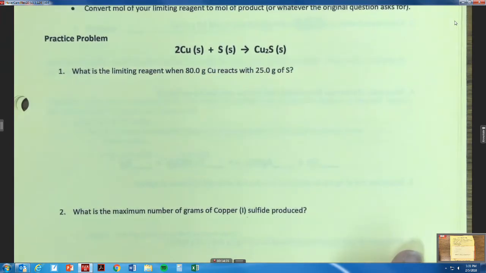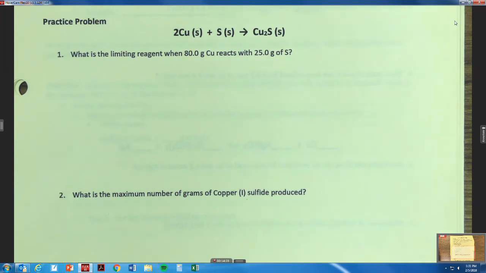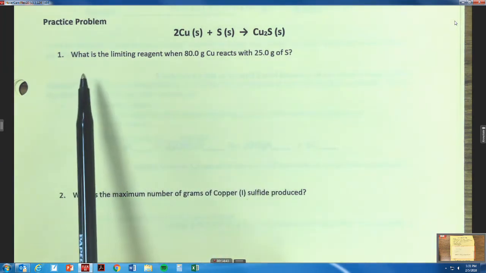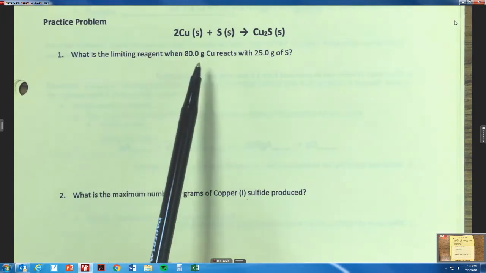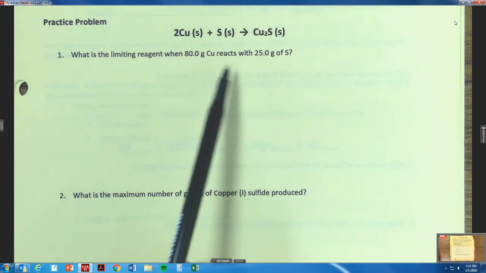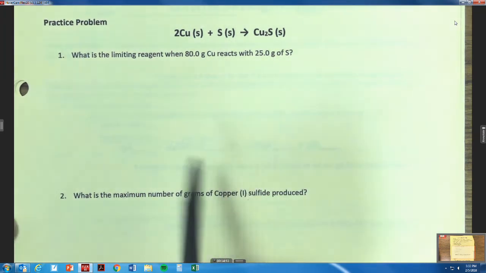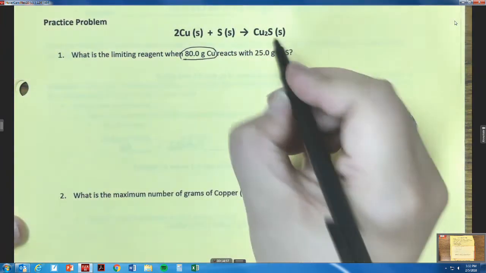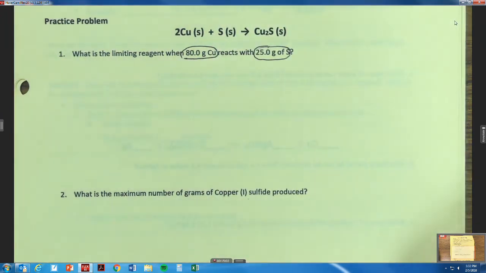So that way hopefully it can make a little more sense to you. Practice problem number 1: we were already given a balanced equation. What is the limiting reagent when 80 grams of copper reacts with 25 grams of sulfur? So again, I have two givens: 80 grams of copper and 25 grams of sulfur.